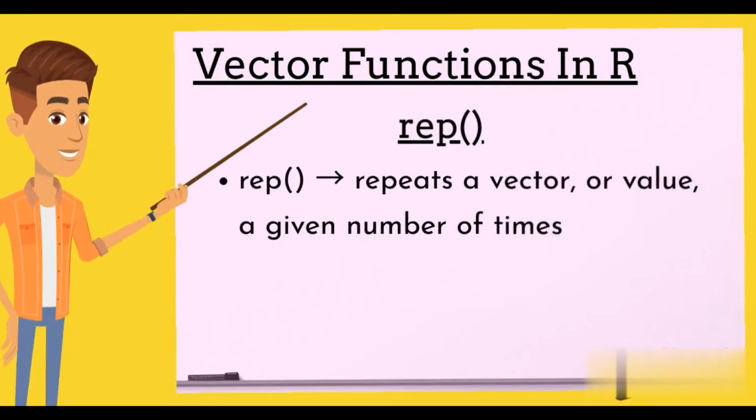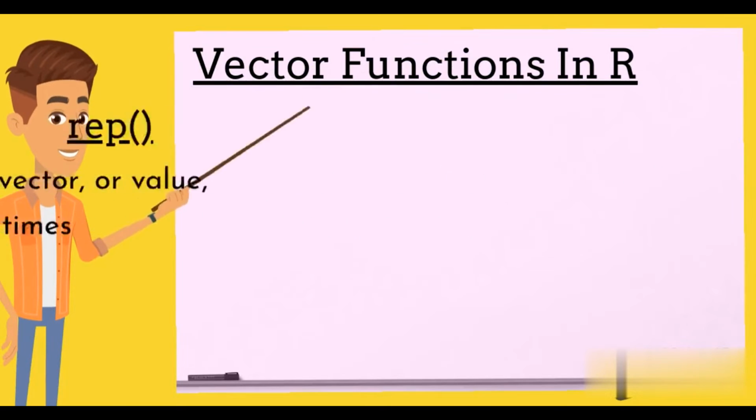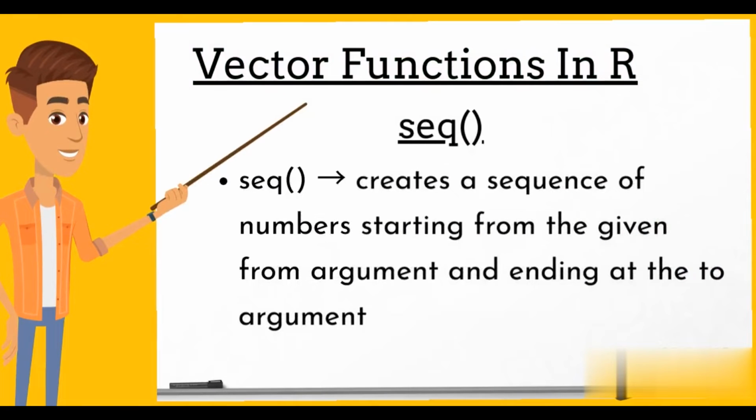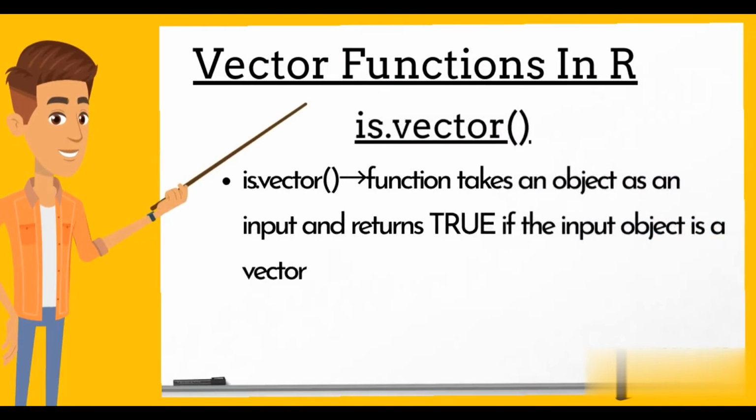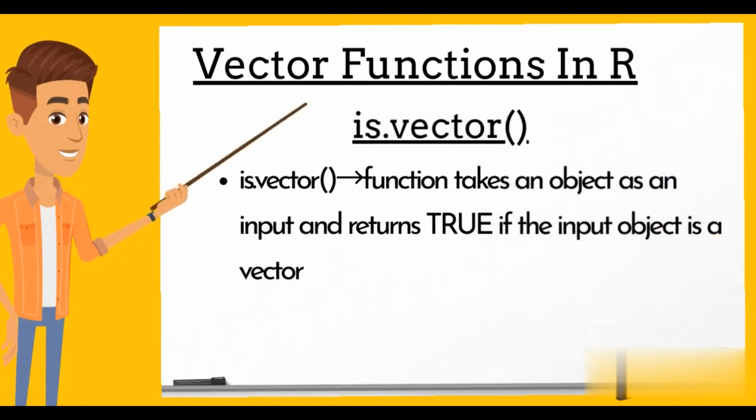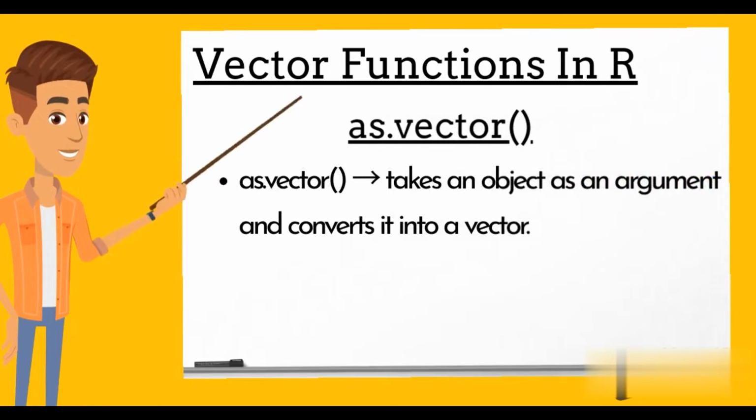So starting with the vector functions, the first is the rep function, which repeats a vector or a value a given number of times. Next function is seq, which creates a sequence of numbers starting from a given argument. The next function is the is.vector function, which returns a boolean value, true or false, depending on whether the input object is a vector. Next comes the as.vector function. It takes an object as an argument and converts it into a vector.